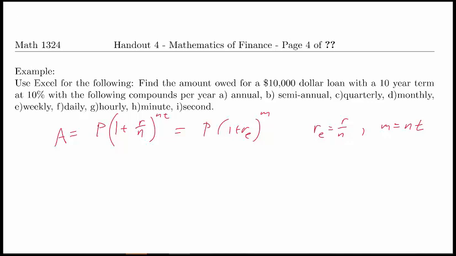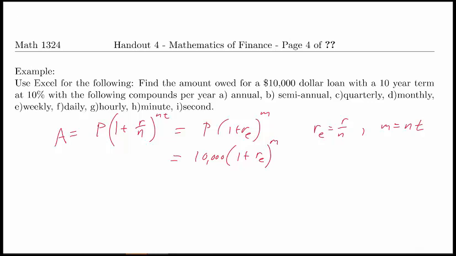Started getting carried away with the alphabet there. We can see that the number of compounds is going to be varied, so we can go ahead and set everything else up in this equation. So this is going to be 10,000 times 1 plus whatever RE happens to be raised to the M. Right? That's all we can do.